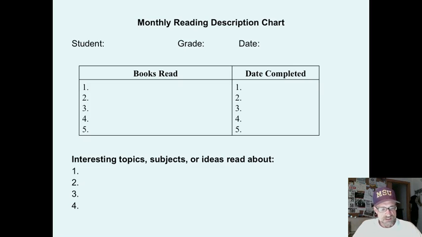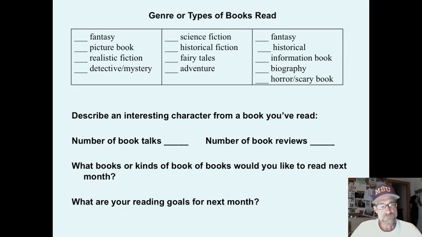Once a month, stapled inside a manila file folder or put in there, student records the books read and the date completed. That gives you a sense of that child is a reader. Or topics, subjects, or ideas read about. Maybe they read magazines or internet websites. Interesting, yeah. Genre or types of book read. Again, so we're documenting that child is a literate being. Simply put, tally marks in each genre read.